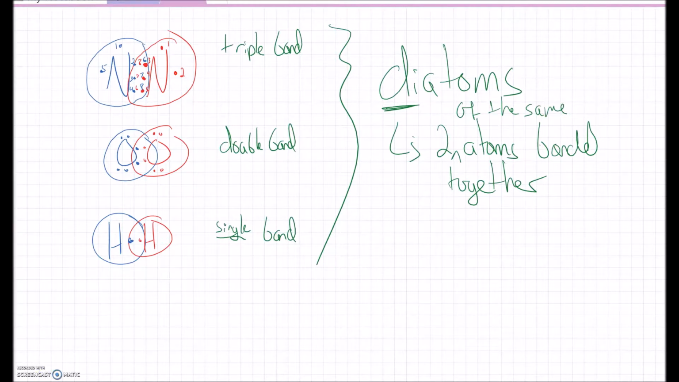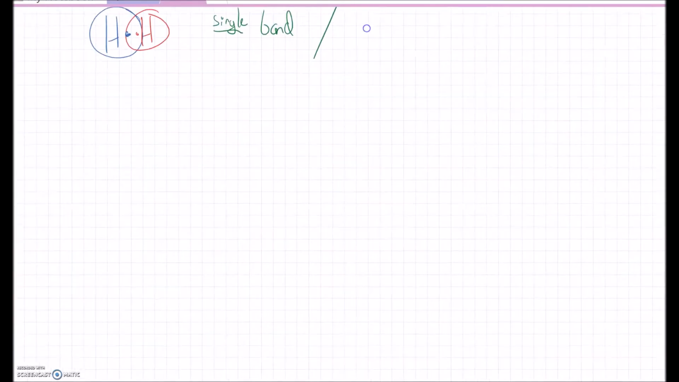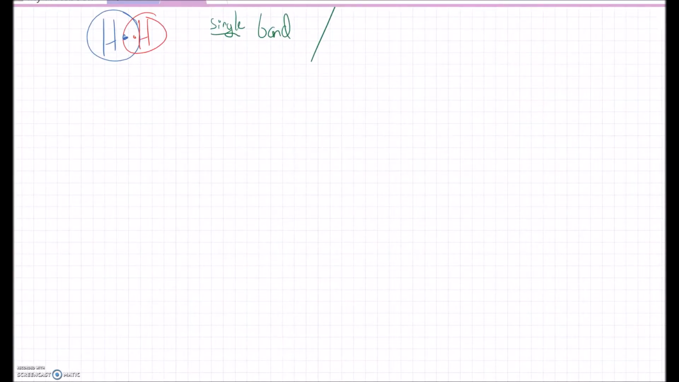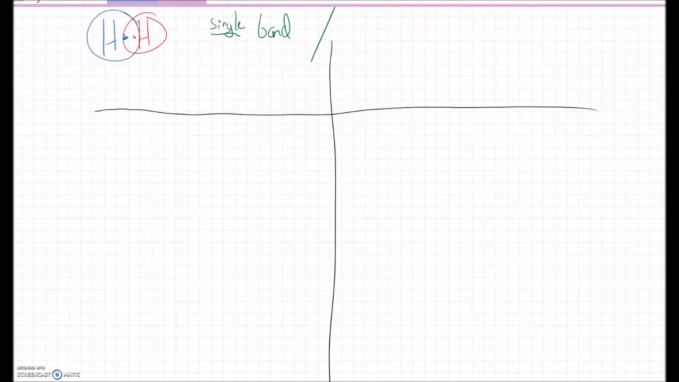So far we've learned about 2 different types of bonding. We've learned about covalent bonding now, and we've learned about ionic bonding. I want to talk a little bit about the difference between those 2. So I'm going to make a little T-chart. On the left-hand side, I'm going to put ionic bonds. And on the right-hand side, I'll do covalent bonds.